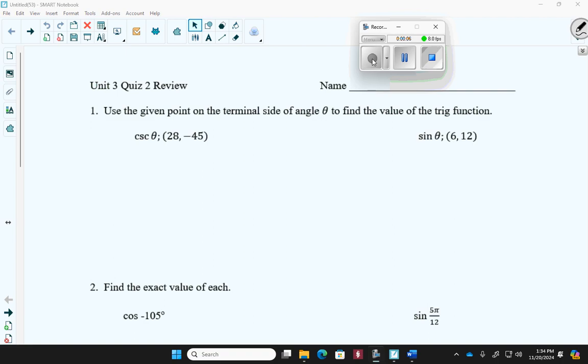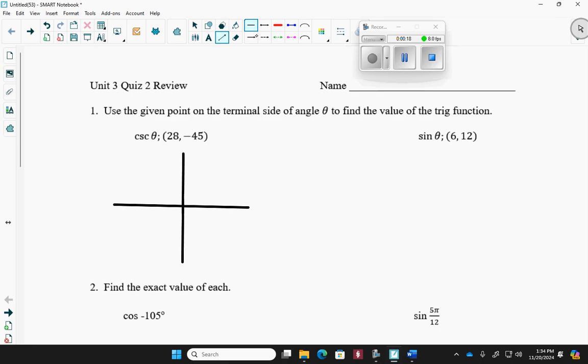All right, so given the given point on the terminal side, question number 1, find the value of the trig function. First off, we have to draw everything so we can visualize what's going on here. So here's my crosshairs. It says 28, negative 45. So 28, negative 45 would be in quadrant 4. So a triangle will be drawn to that point and back.